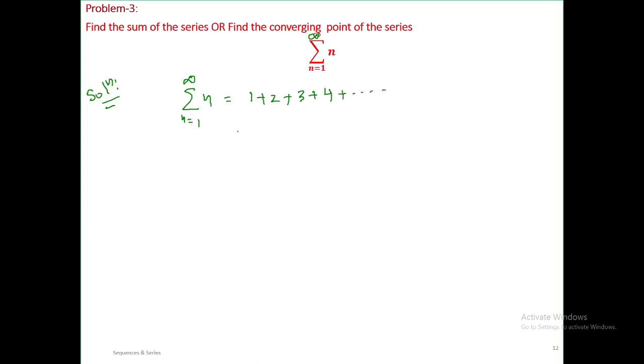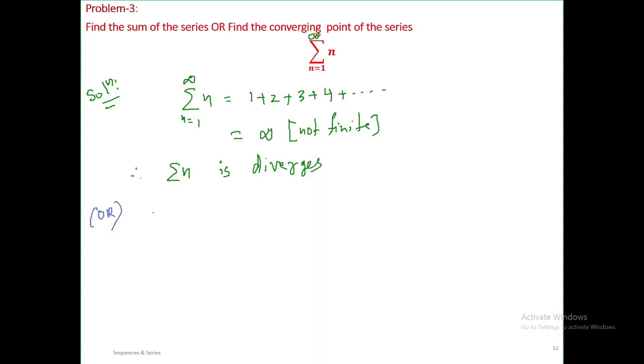What will be this sum? Obviously it will be plus infinity only, because all are positive terms. So therefore clearly I can say that this series of n diverges, because it is not finite. That's why it diverges. If it is finite, then it converges. So it diverges. Or you can go to the sequence of nth partial sums concept. Or you can conclude like this also.